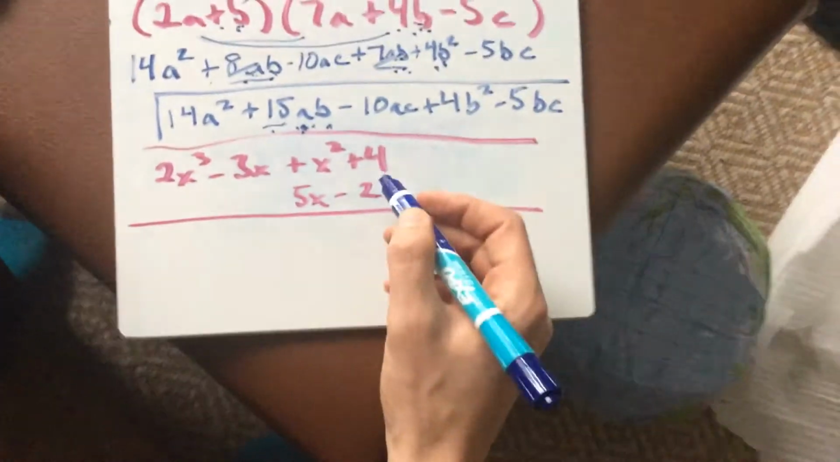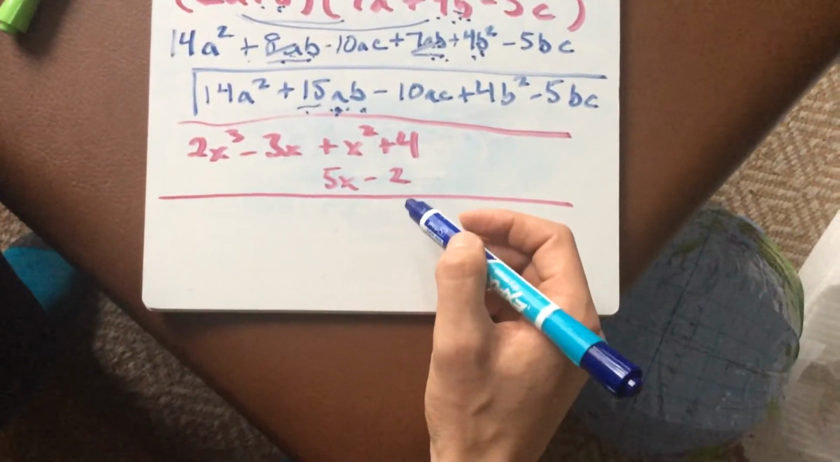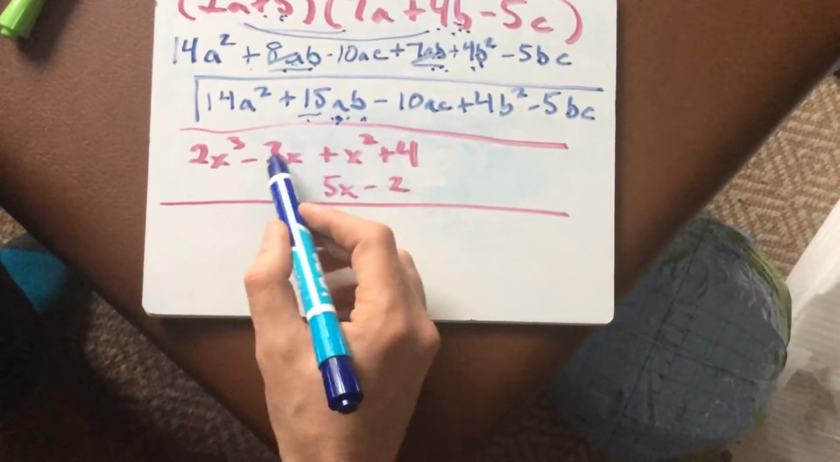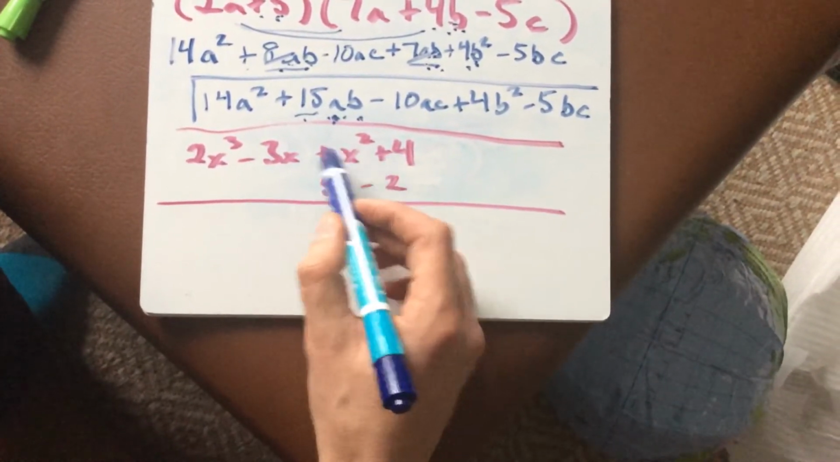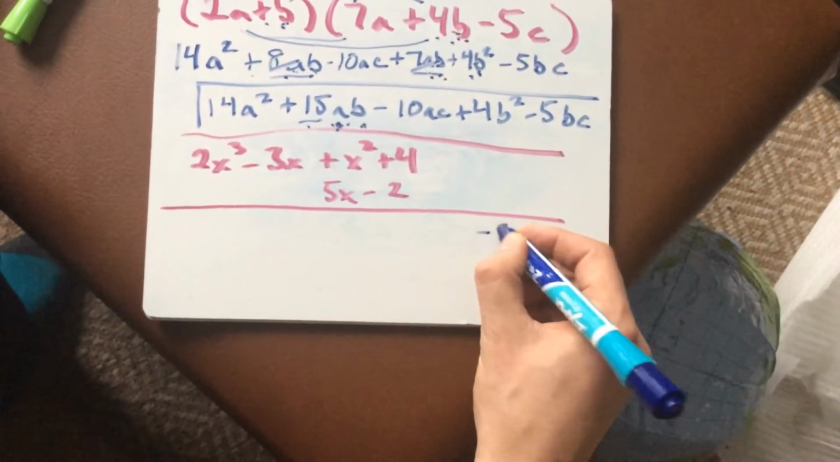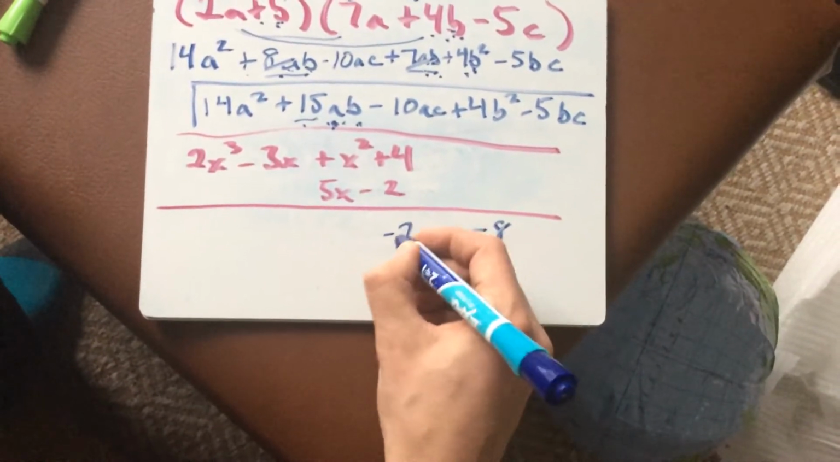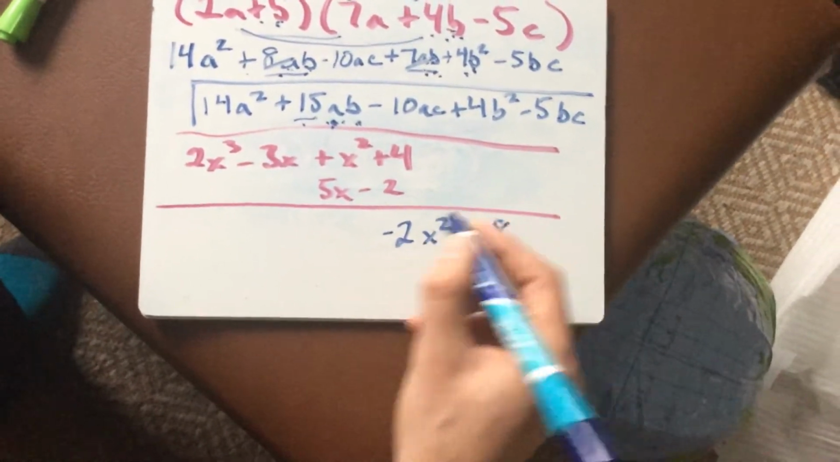Finally, I have a similar problem down here, but this time I'm going to do it vertically, up and down instead of horizontally. So I'm going to do this negative 2 by each one of these, and then the 5x by each one of these. So negative 2 times 4, that's going to be negative 8. I'm going to put it way over here. Negative 2 times x squared is negative 2x squared.